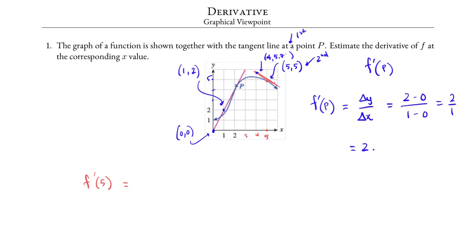The change in y is the ending y minus the beginning y, and the change in x is the ending x minus the beginning x. This is negative 0.7 over 1, or simply negative 0.7. And so we would say that the derivative of the function f at x equals 5 is negative 0.7. It is negative because the tangent line is moving downward.